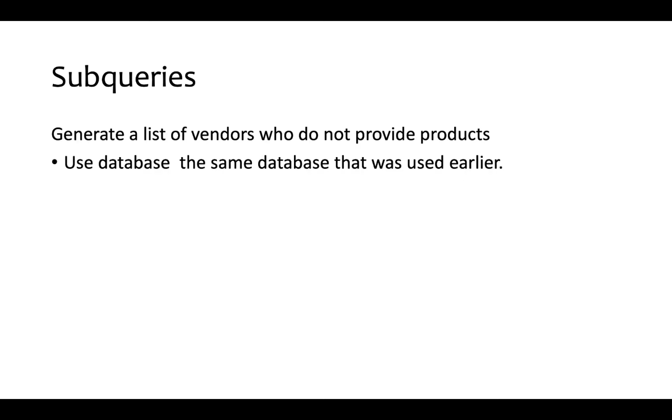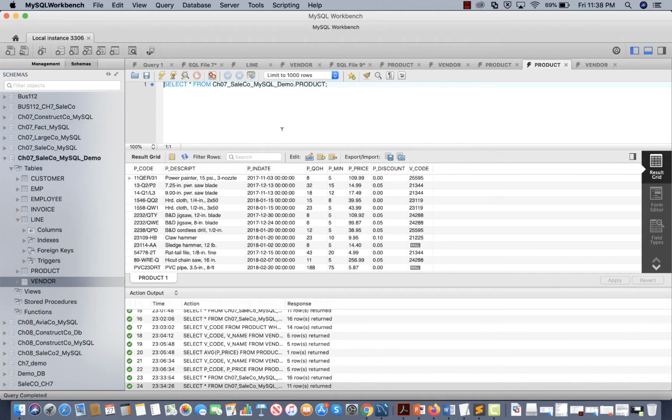So we are going to use the same database that we used earlier. In this query, we are going to generate a list of vendors who do not provide products. In order to do this, first I will launch the MySQL workbench, and then I will show you how to write the query.